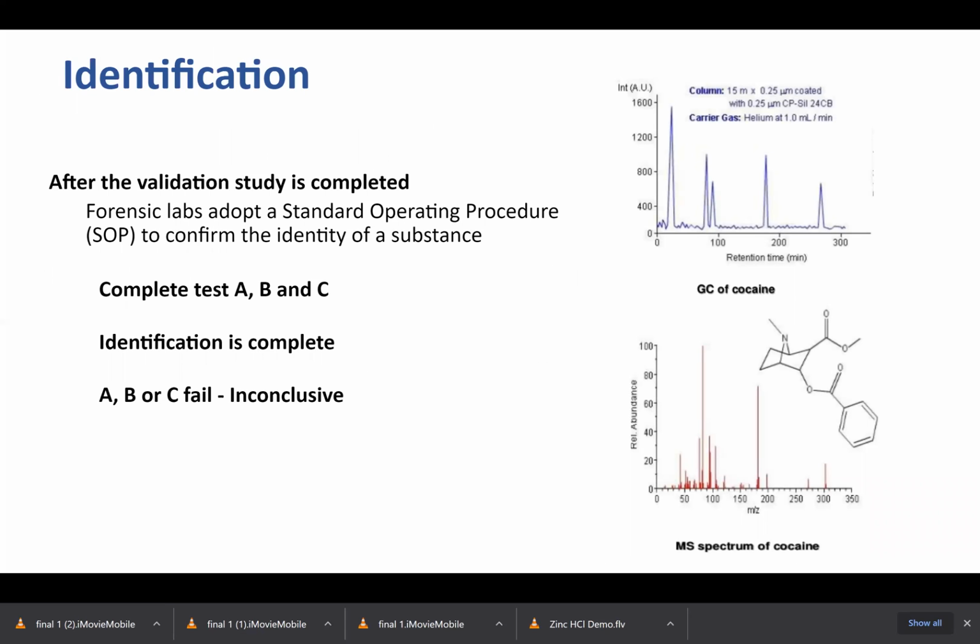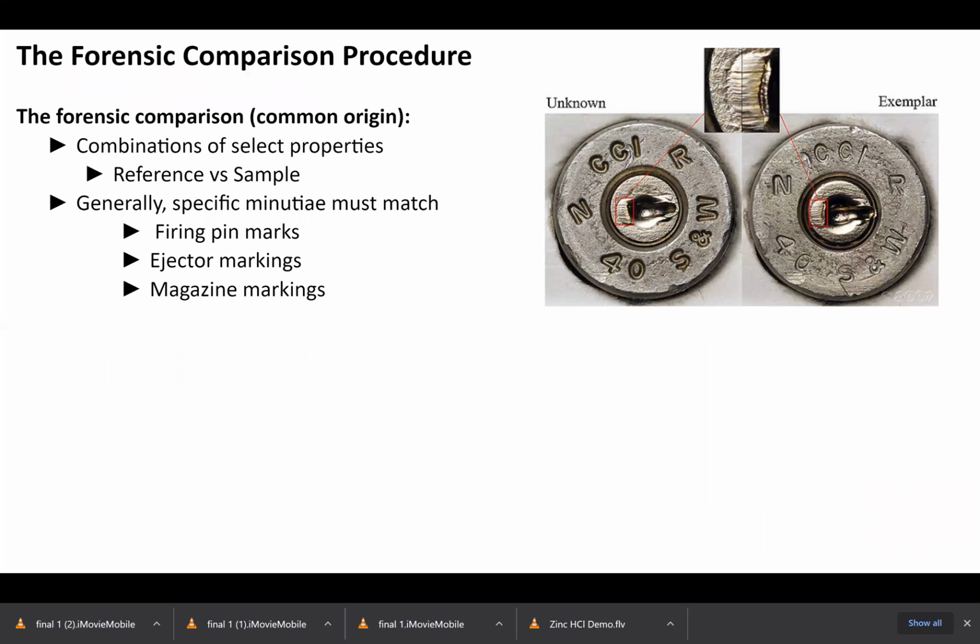After the validation study is complete, the forensic lab adopts a standard operating procedure to confirm the identity of a substance so that they do the test the same way every time. You don't want to introduce error or mistakes just because you're doing it differently. So you do your process A, B, and C, and if any of them fail, then your test is inconclusive. Another procedure that you might do rather than a chemical test is a comparison test.